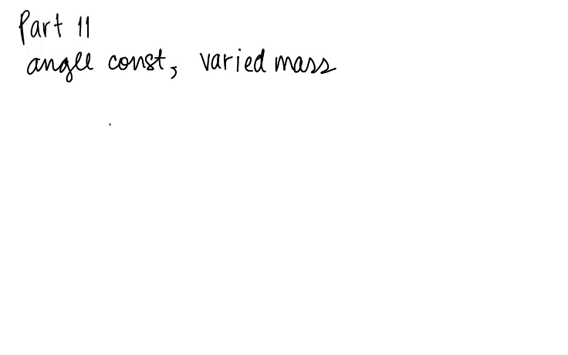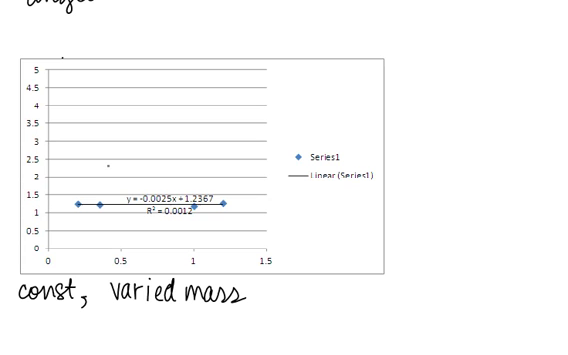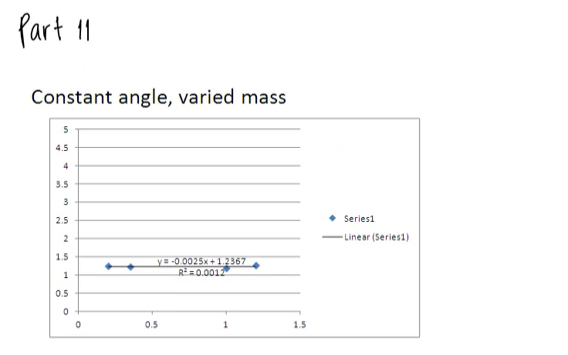So in part 2, what we did was we kept the angle constant, and we varied the mass. And we got a graph that looks like this. Okay, I'm going to move them around here. All right, so what is on our vertical axis here?